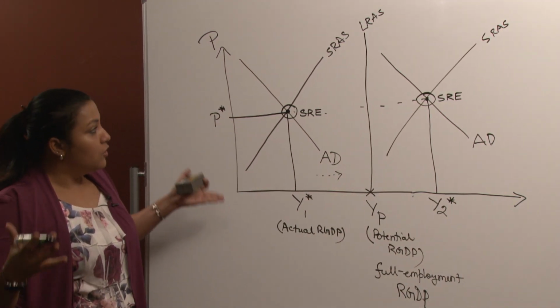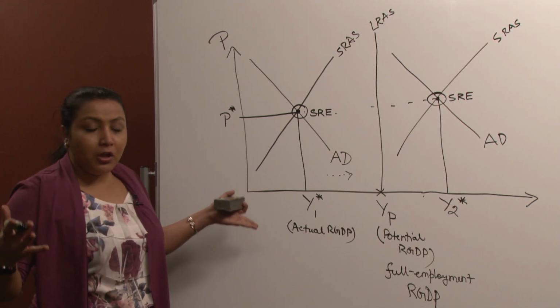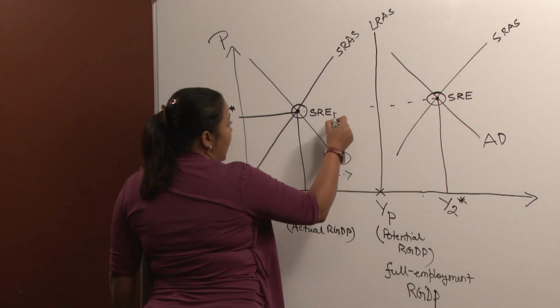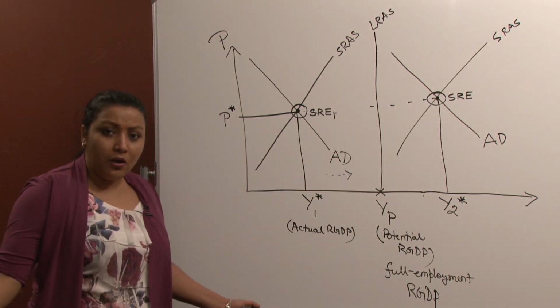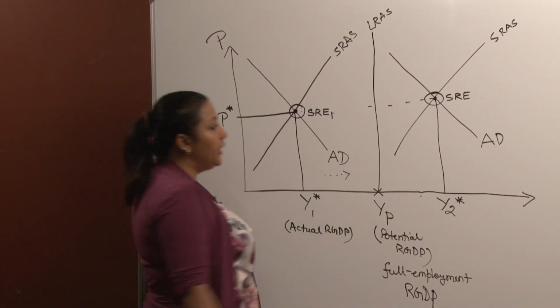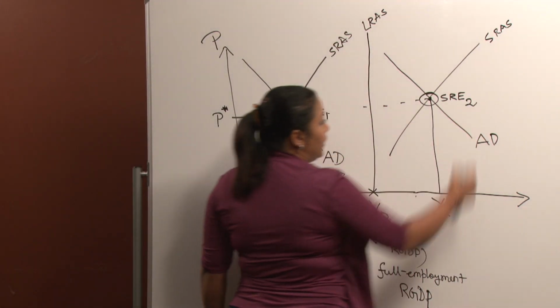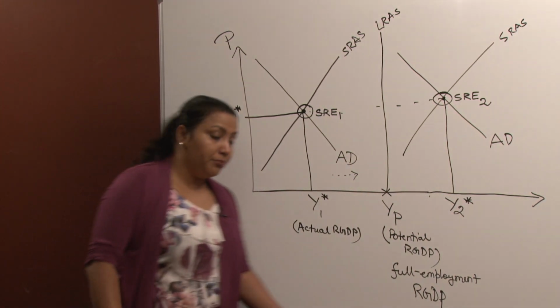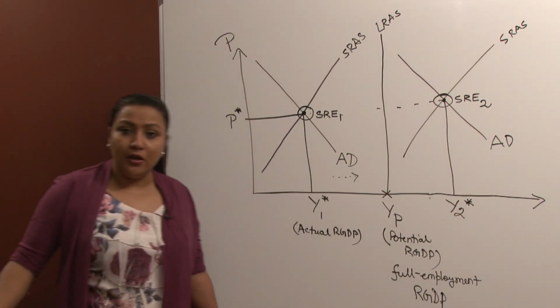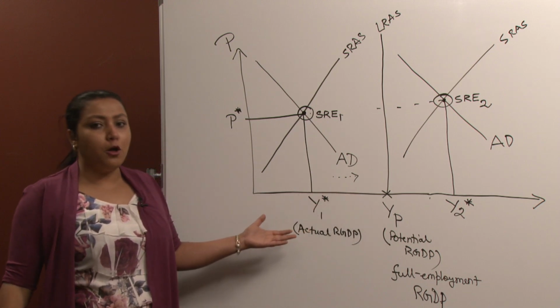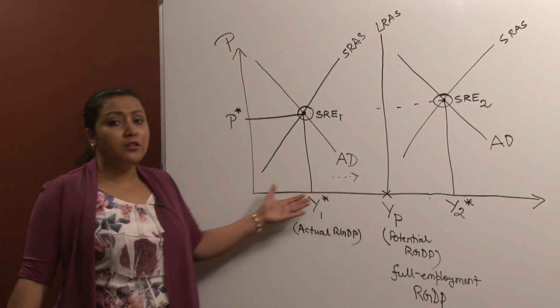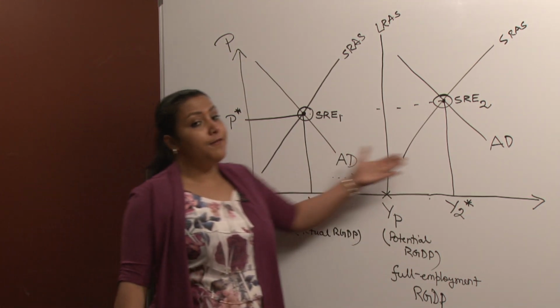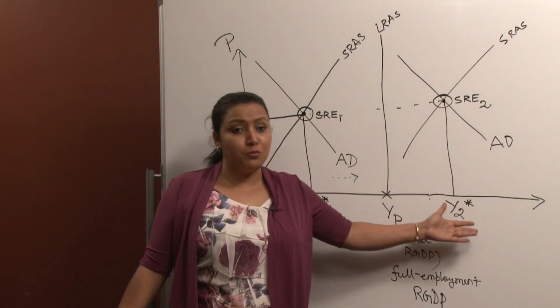Please understand carefully. So either your economy could be in a situation like SRE1, okay, or alternatively it could be in a situation like SRE2, right, in the short run. That means during the current period. It could be either below full employment level, it could be below its potential, or it could be above full employment level, that means above its potential.